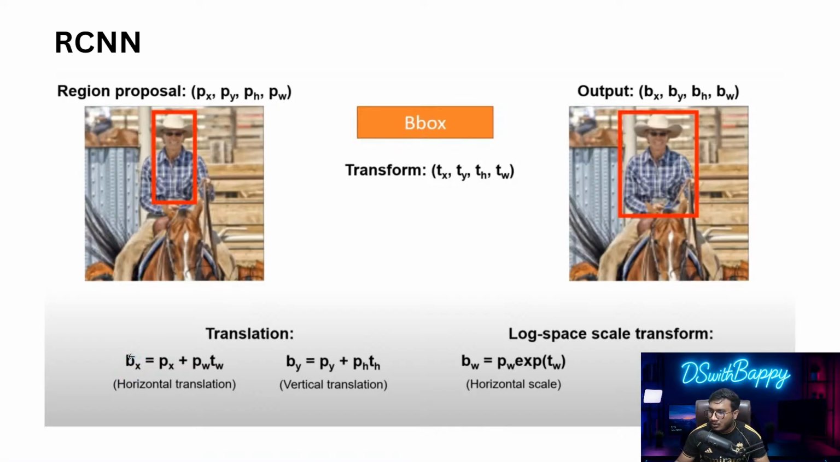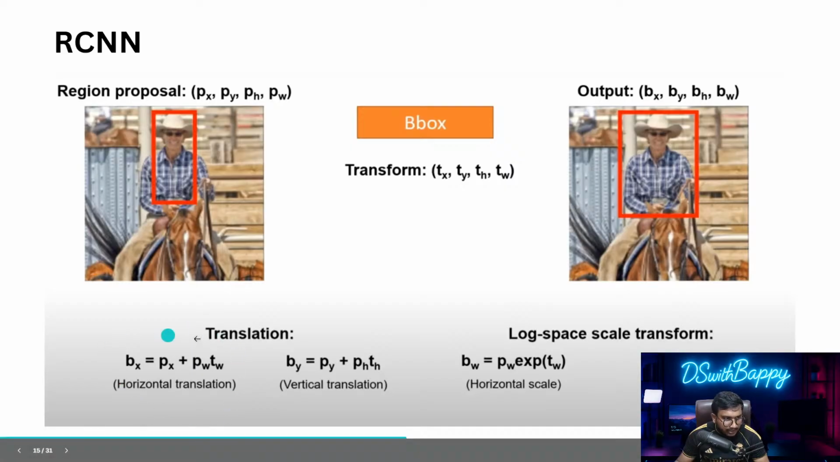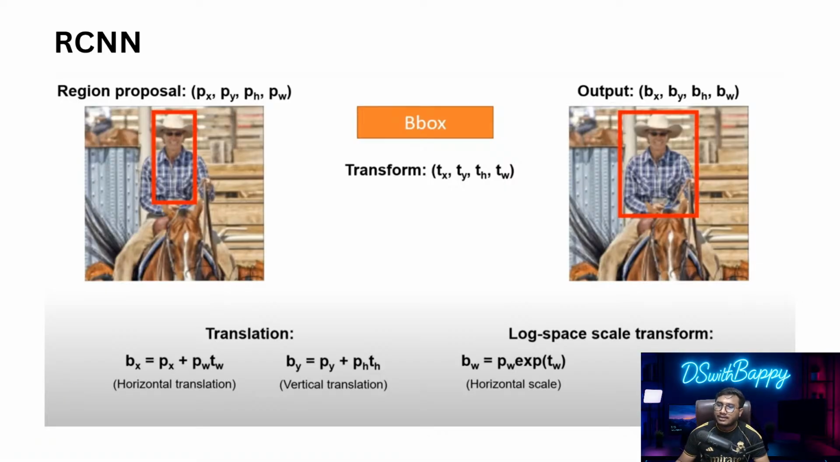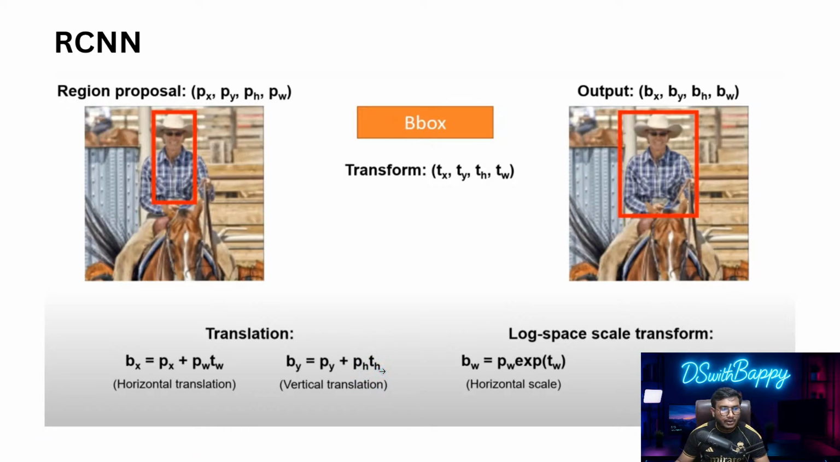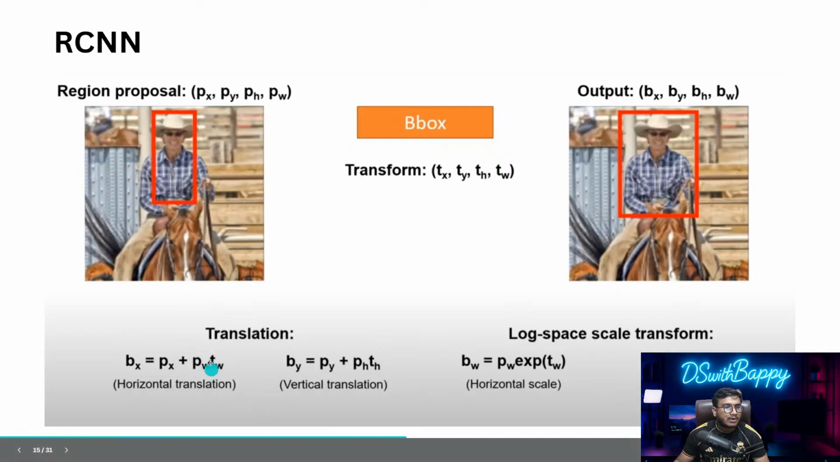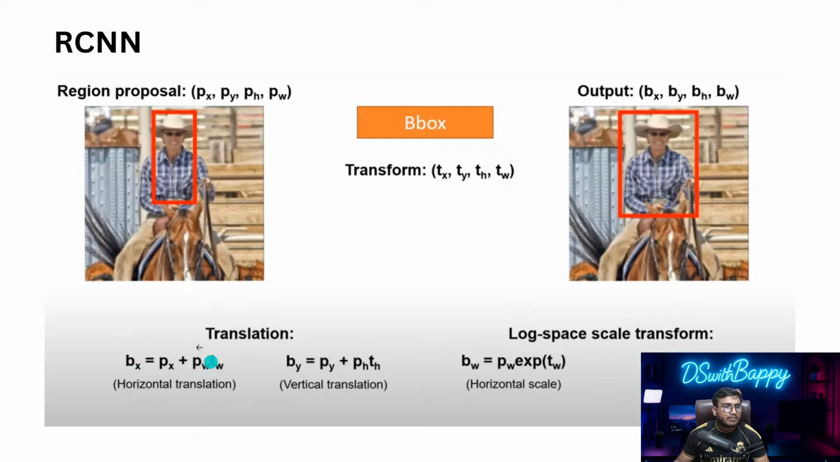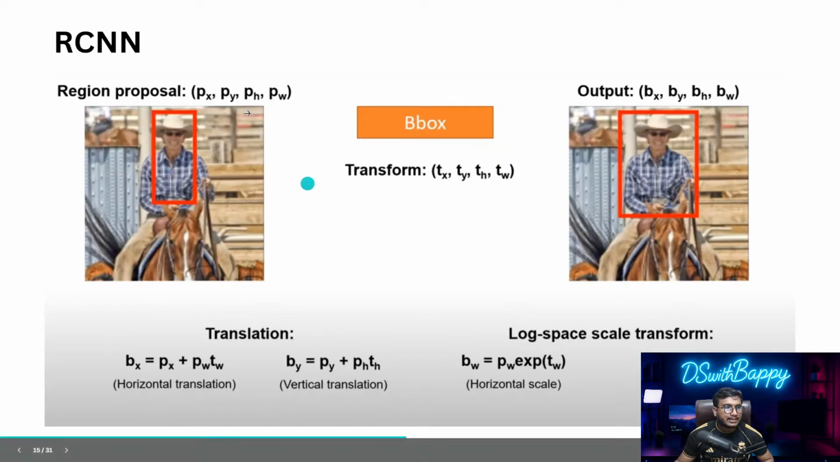How to know how much to transform the image? With this particular equation, no coder. This equation will be figured out, because you know backpropagation, na? In the backpropagation it will be adjusted. Then how to figure out the by? This is the formula, py plus ph multiplied by th. Whenever tw is negative, your box will move to the negative side, and whenever it is positive, your box will move to the positive side. That's how we get the box position.